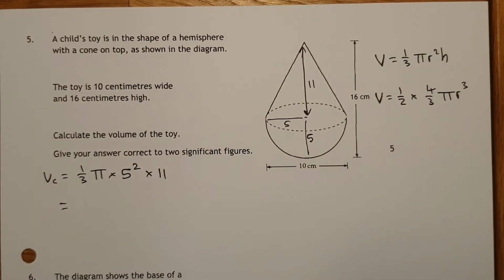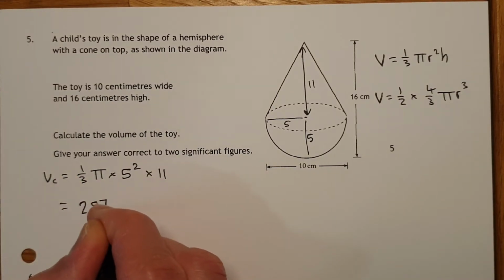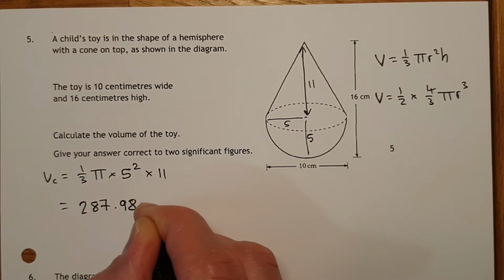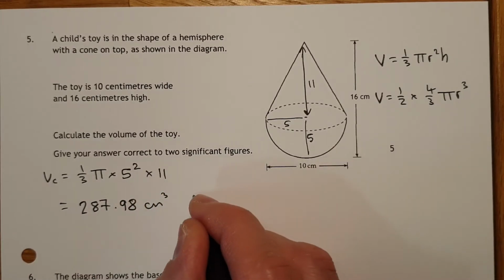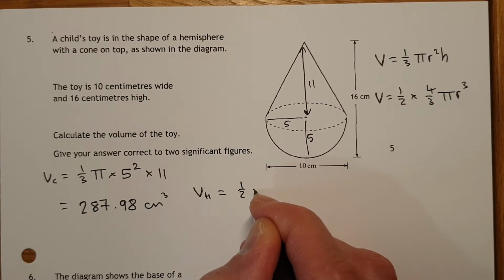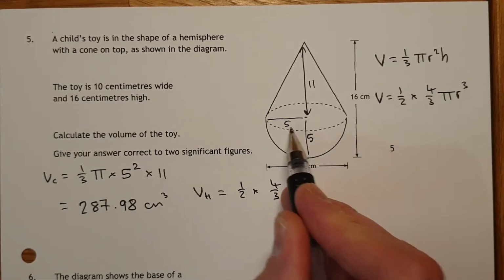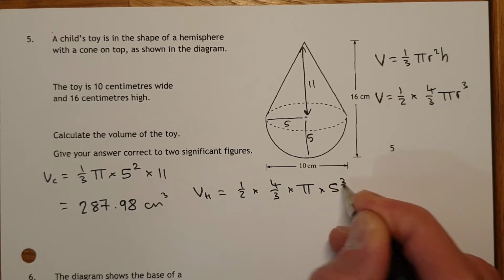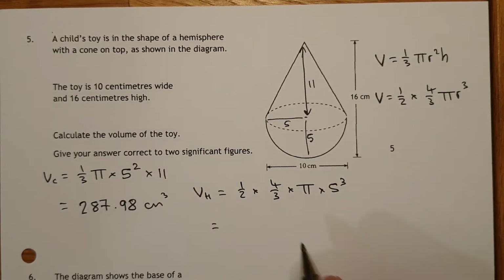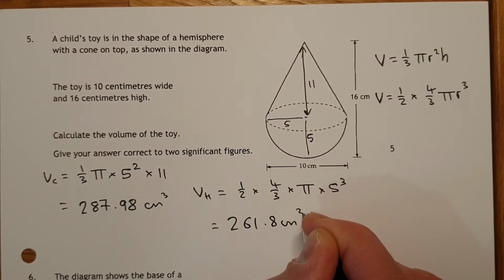So we can work that out, and now that comes to 287.98, and that's in cubic centimetres. We're also going to do the volume of the hemisphere, h for hemisphere, so that's going to be 1/2 times 4/3 times pi, and your radius is 5, times 5 cubed. So when you put all that together you get 261.8 cubic centimetres.